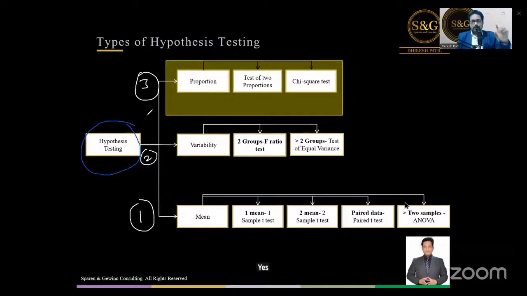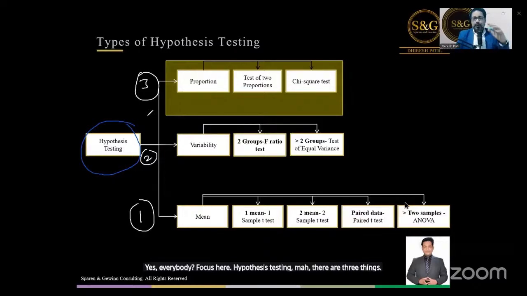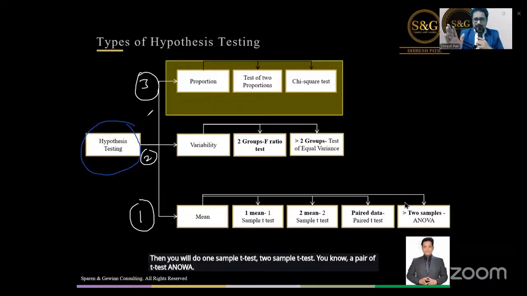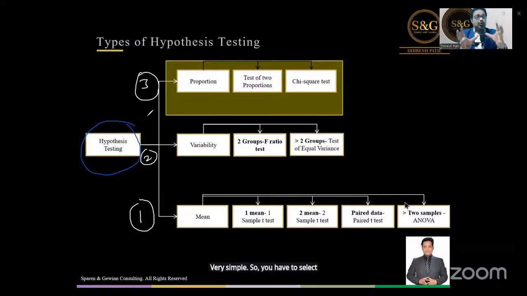Yes, everybody, focus here. Hypothesis testing में there are three things. One is if you want to compare the mean of one with mean of other, then you will do one sample t-test, two sample t-test, a paired t-test, ANOVA. Mean का हो गया. Very simple. So you have to select according to your scenario. You just have to put the data and select the test. That's it. Understand this? You don't have to remember this table. Table is already available with you. Only mean, variability, and proportion. These are the three hypothesis testings we have.